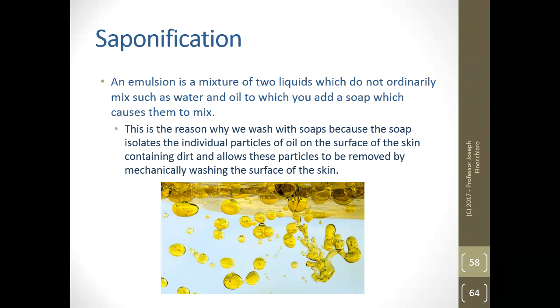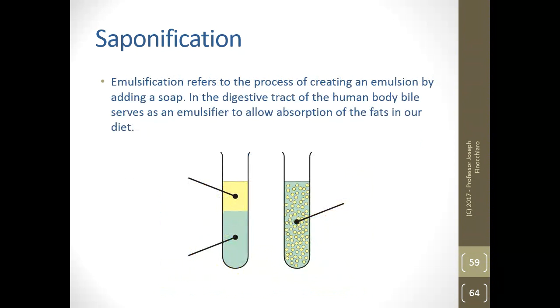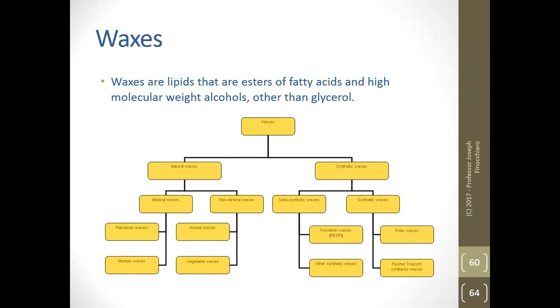That's the reason why we wash with soaps, because the soap isolates the individual particles of oil on the surface of the skin containing dirt and allows these particles to be removed by mechanically washing the surface of the skin. Emulsification refers to the process of creating an emulsion by adding a soap. In the digestive tract of the human body, bile serves as an emulsifier to allow the absorption of the fats in our diet.